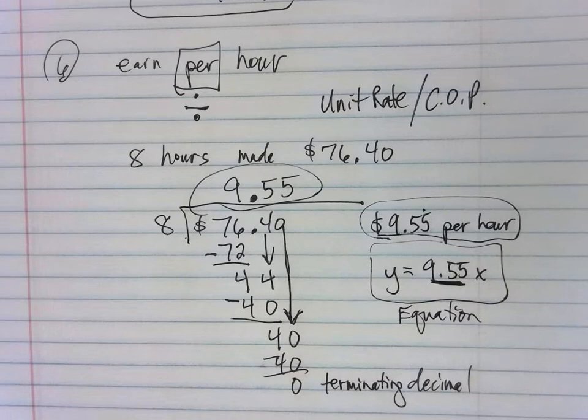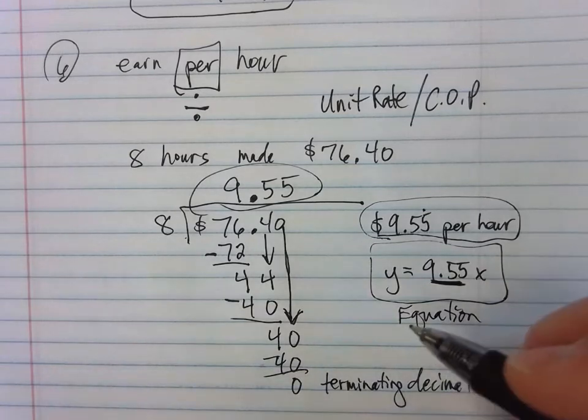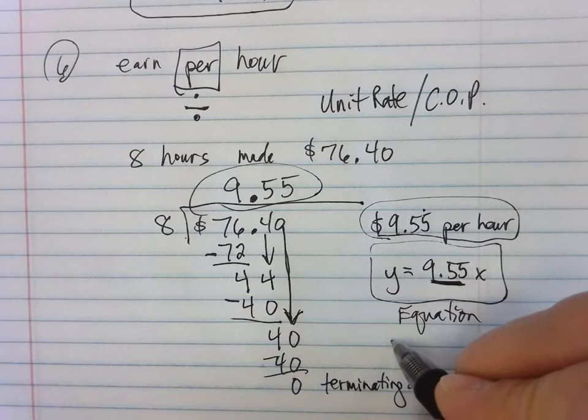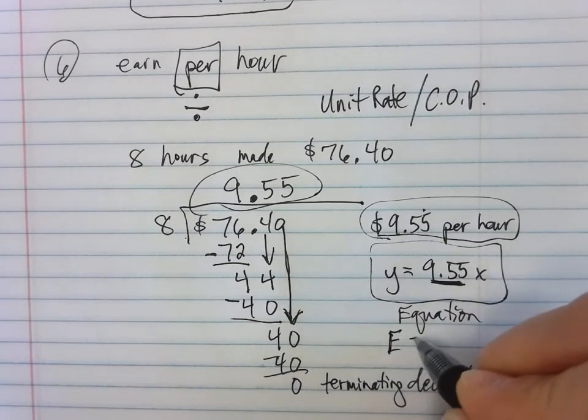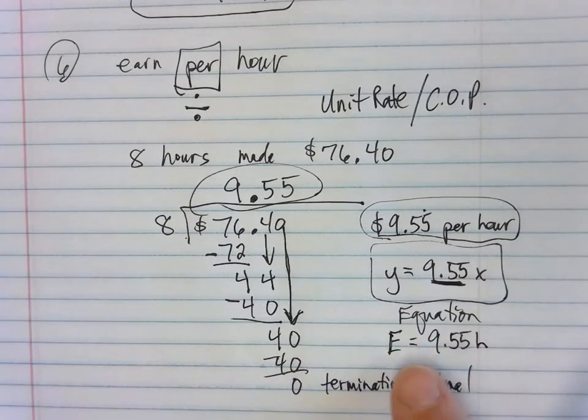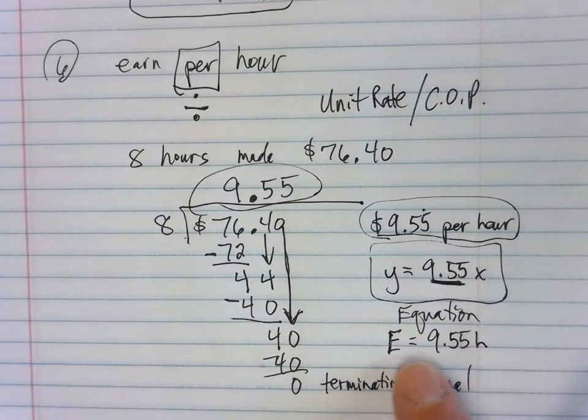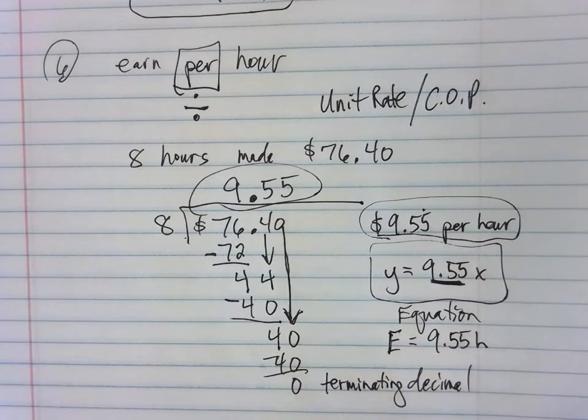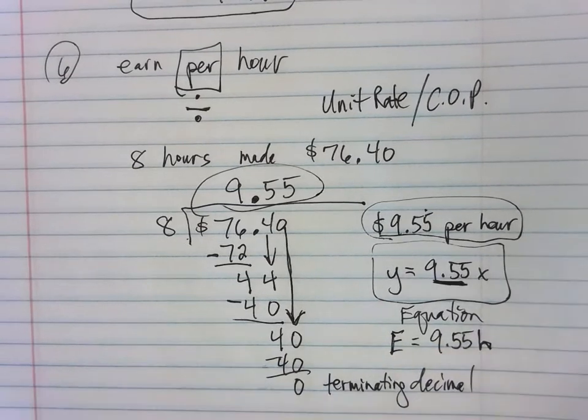All right, if they use different variables, they might say her total earnings would be 9.55 per hour. So they might do something like that. That's her earnings, and she makes 9.55 per hour. So they might put an H on the end of that, something like that.